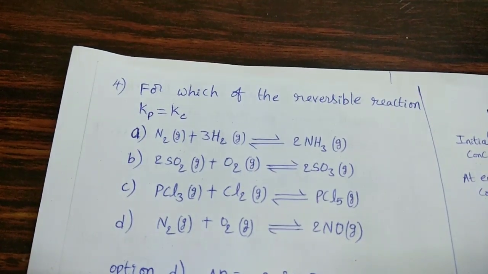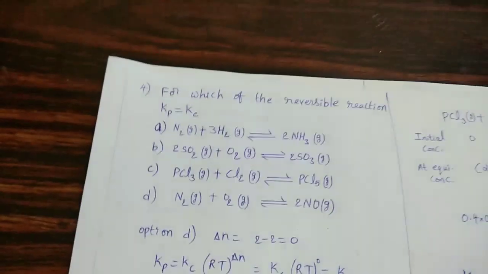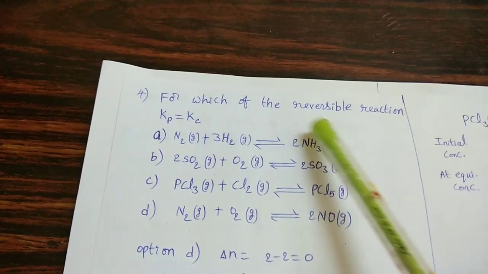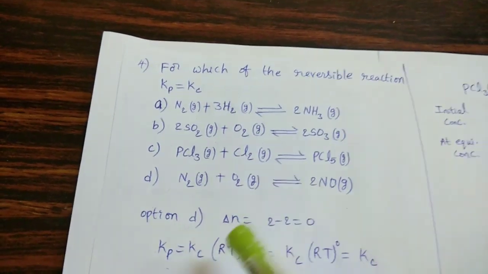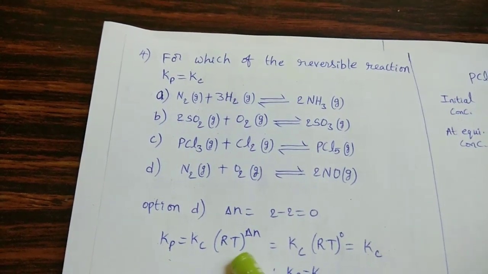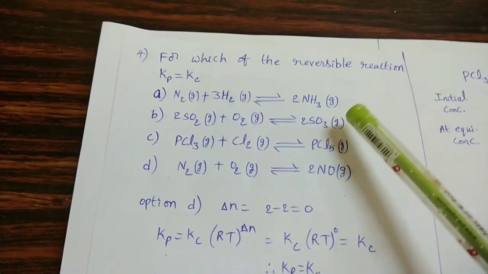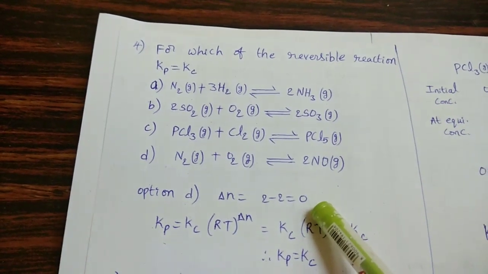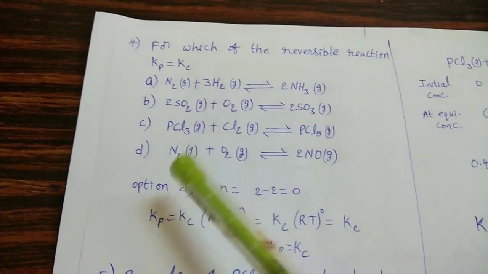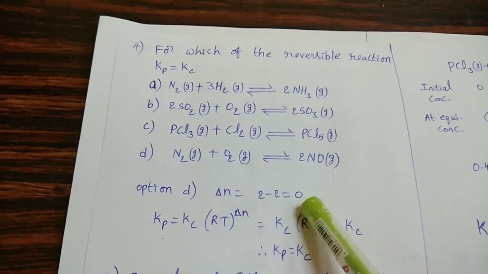For which of the reversible reactions is Kp equal to Kc? The Kp Kc relation we already know: Kp equals Kc into RT whole power delta n. Calculate delta n for all these options; the option which has 0 has Kp equal to Kc. Option D has delta n equal to 0.